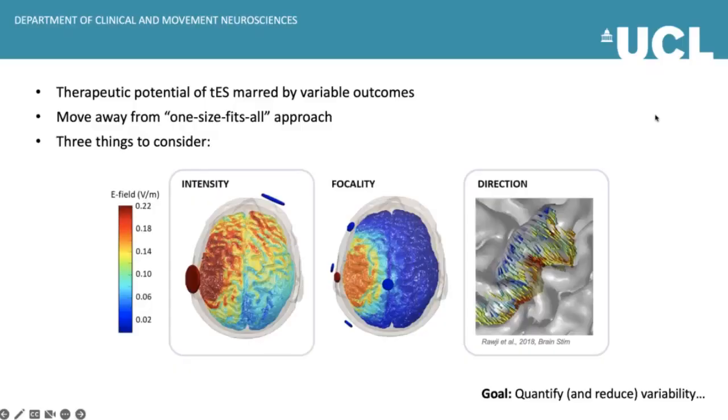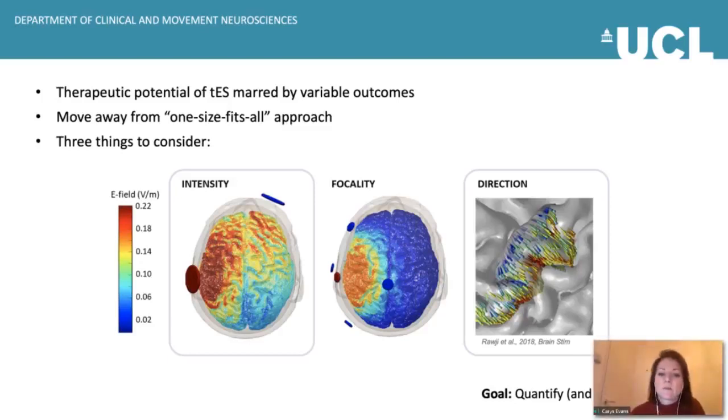The appeal of electric stimulation has always been its therapeutic potential. However, this has been marred by variable outcomes. For every significant effect of stimulation, there's a null effect. However, thanks to current flow modeling, as we can see with the previous talks that we've gone through, we can move away from this one-size-fits-all approach where we apply the same stimulation protocol to each individual.